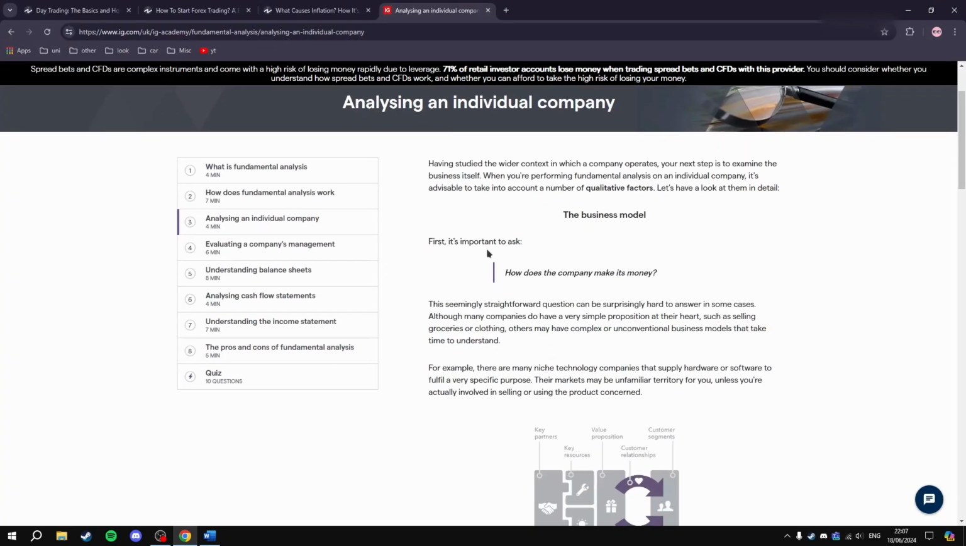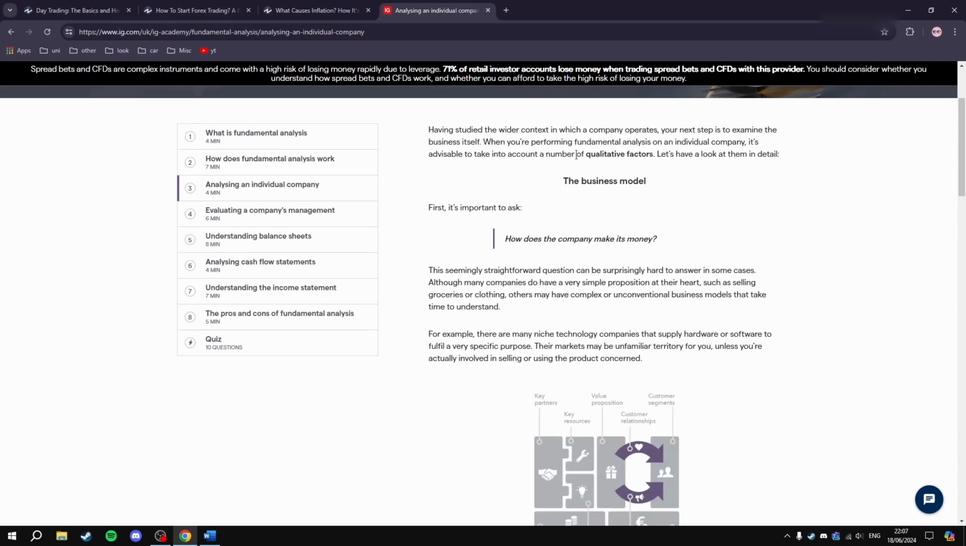Having studied the wider context in which a company operates, your next step is to examine the business itself. When you're performing fundamental analysis on an individual company, it's advisable to take into account a number of qualitative factors. Let's look at them in detail.